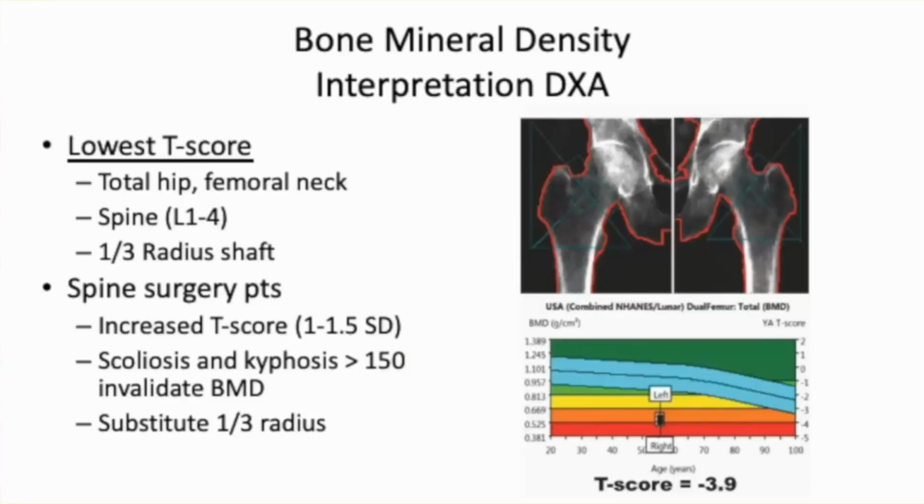Also, if you have greater than 15 degrees of scoliosis or kyphosis, you really can't interpret the DEXA of the lumbar spine. It's not valid. In these cases, hopefully the technologist would have done a radius scan, and you could substitute the radius in for the lumbar spine because the lumbar spine is not valid.